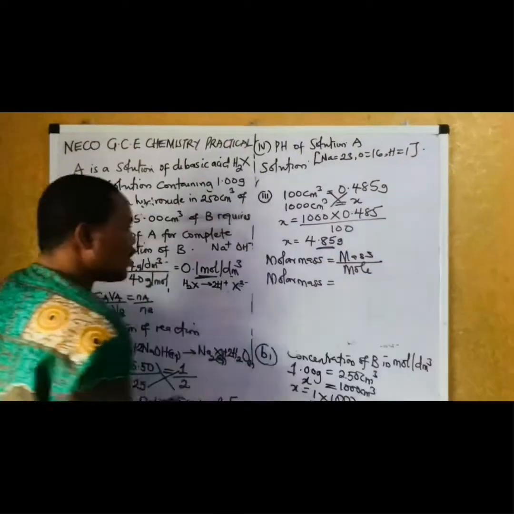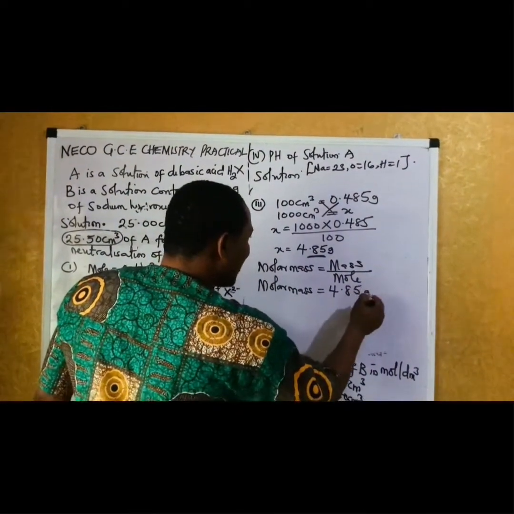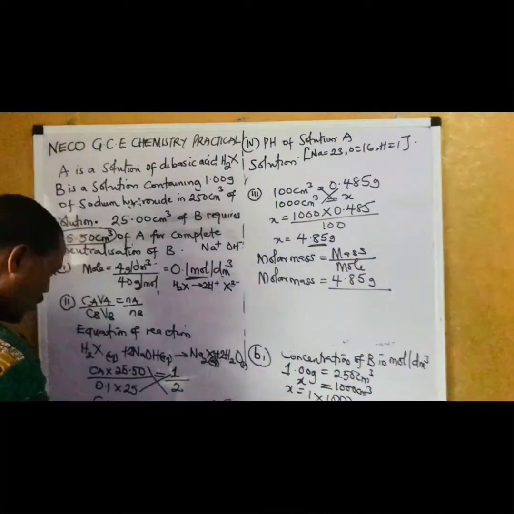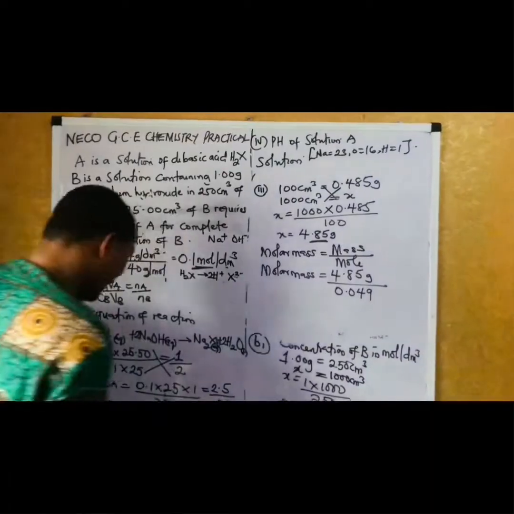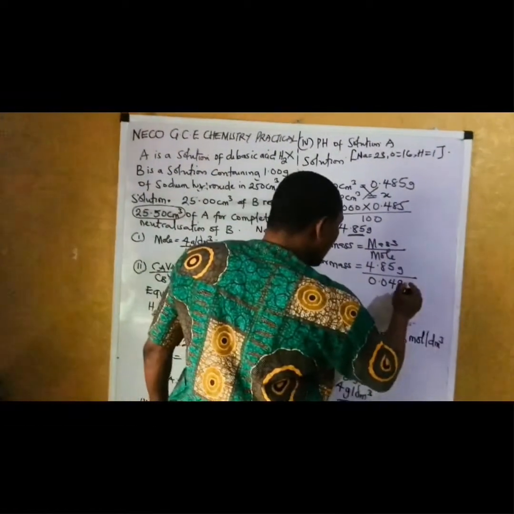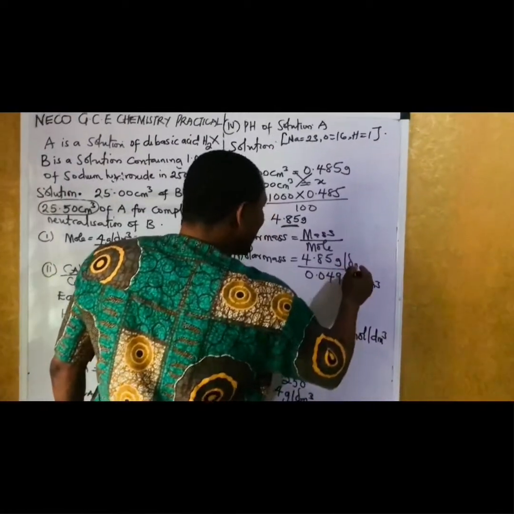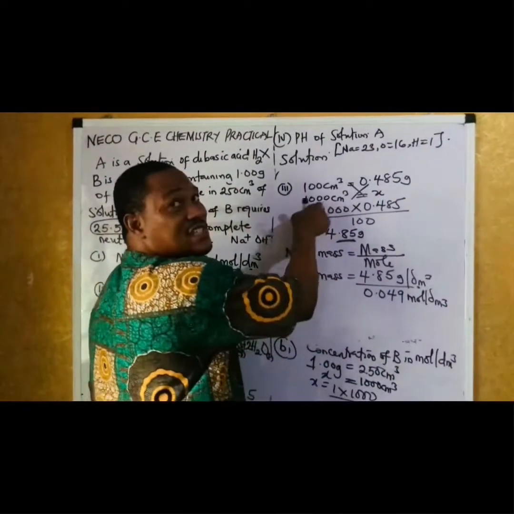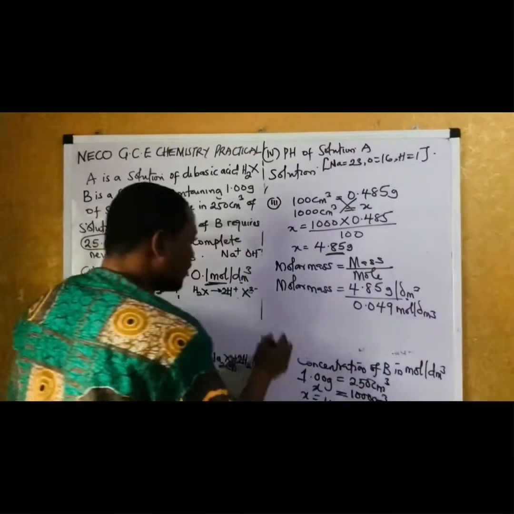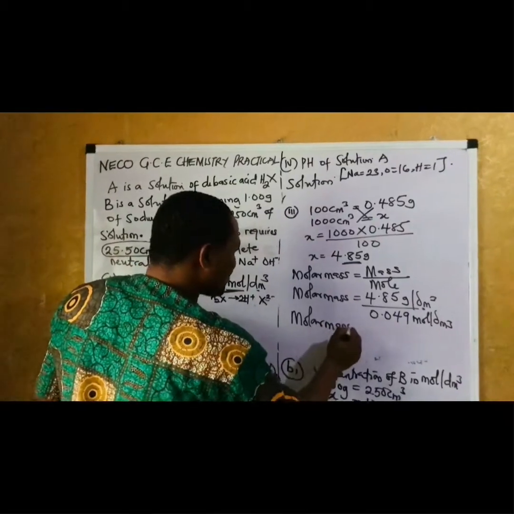So our molar mass is going to be, what's our mass now? We are getting that 4.85 gram over, what is our mole? We are getting that 0.049. Okay, mole. This is mole per dm cube. Definitely, this will be gram per dm cube. You know why it's per dm cube? Because 1000 centimeter cube is 1 dm cube. So let's see what our molar mass is going to look like.